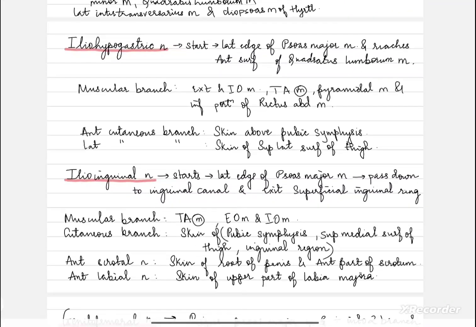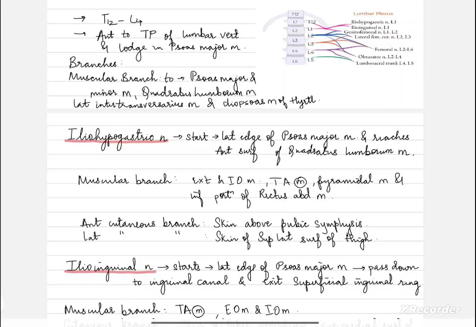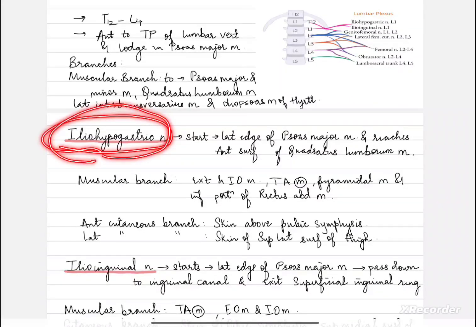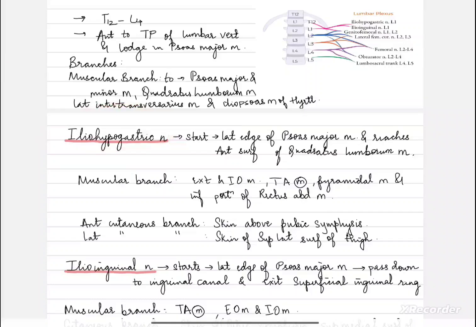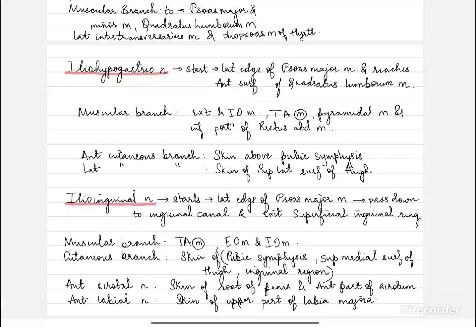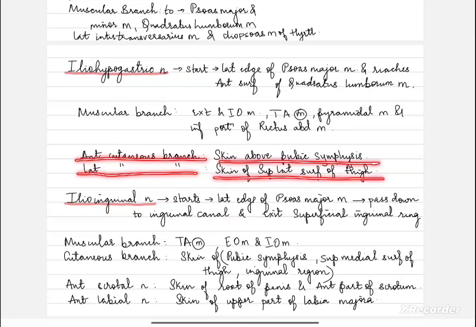Now the first branch is the iliohypogastric nerve. The iliohypogastric nerve starts at the lateral edge of the psoas major and reaches the anterior surface of the quadratus lumborum muscle. Its muscular branches supply the external and internal oblique muscles, transverse abdominis muscle, pyramidalis muscle and inferior part of rectus abdominis muscle. It gives an anterior cutaneous branch to the skin above the pubic symphysis and a lateral cutaneous branch to the skin of the supralateral surface of the thigh.